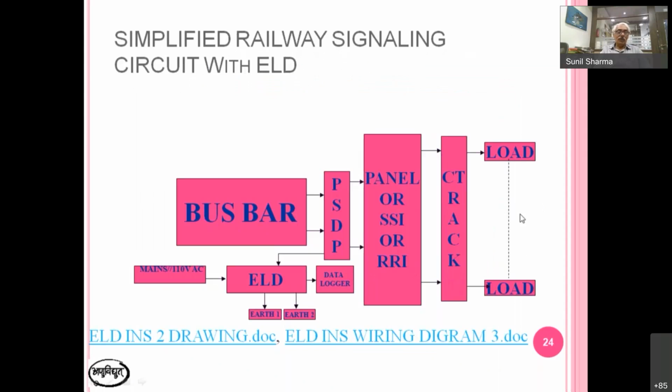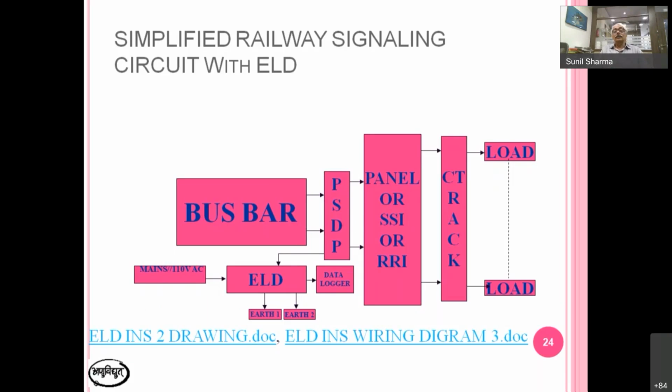This is your block diagram again, the system where we connect the ELD. We have connected the ELD after this power supply distribution panel. We have also put a fuse board here, and the ELD and data logger also. This is the operating supply and 2 earths. Here people ask me every time, why do you connect 2 earths, sir? We have only 1 earth. Sir, this is the requirement, RDSO requirement first of all.